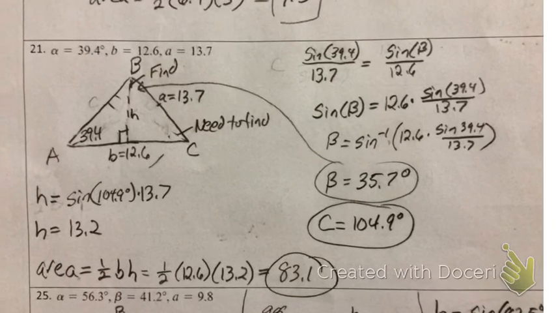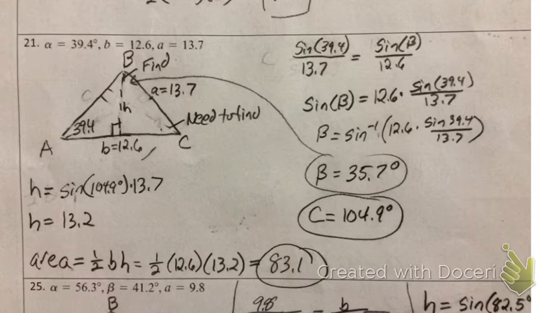So here's the problem with 21. There's no good place to put our height that we can solve it. So I just went ahead and I put my height traveling down B, because then I would have my base. My base would be B equals 12.6. And the hypotenuse that I would need to find the height would be 13.7. So in fact, I could go ahead and find my height right now if I knew this angle.